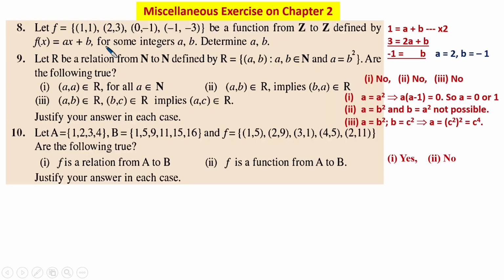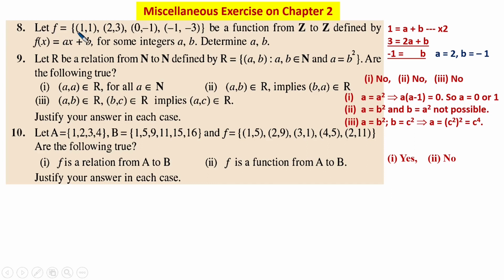Now we will discuss some miscellaneous exercises on chapter 2, which I have again taken from your textbook. I will briefly do the solution in the margin here. These are all very simple exercises. I am just doing it to show you how simple these exercises are.